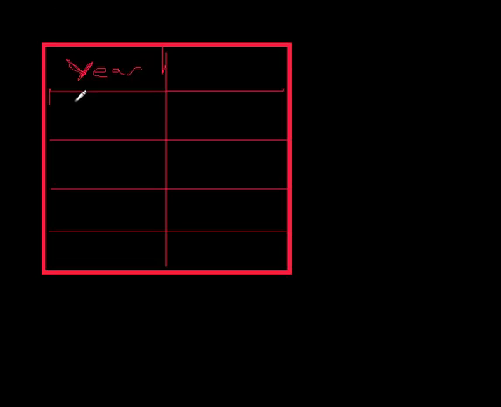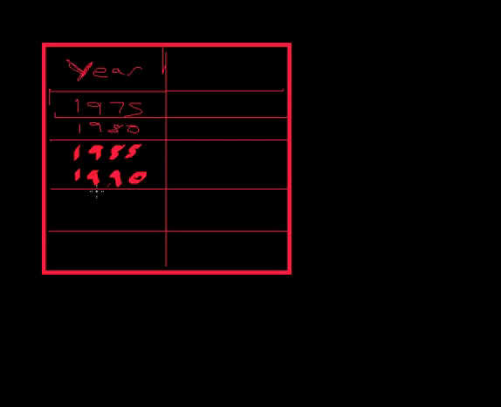So I'm going to call this 1975. The next one, I'll call this 1980. You can't really see that, so let's use that pen that you don't like. 1980, and what else do I have? 1985, 1990, 1995, and 2000.